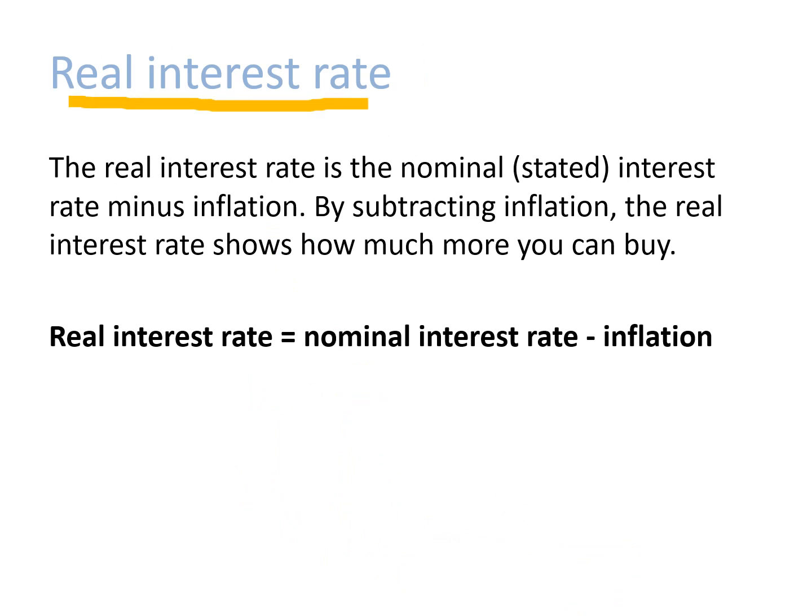Real interest rate. Real interest rate is adjusted to remove the effect of inflation. The real interest rate shows how much more you can buy. For example, it gives the real rate of a bond or loan. To calculate the real interest rate, you need to subtract the actual or expected inflation from the nominal interest rate.